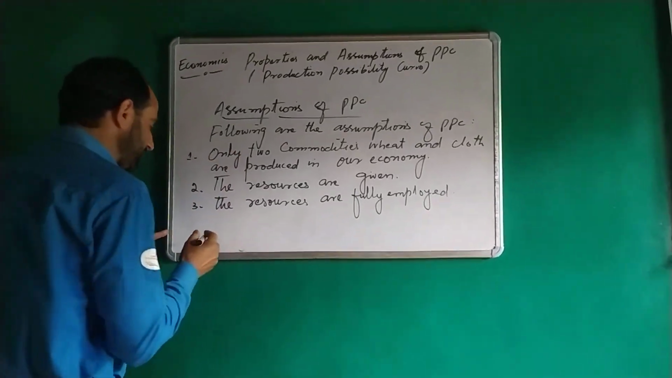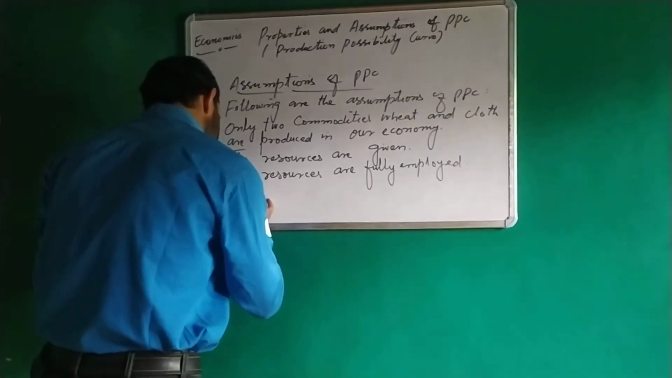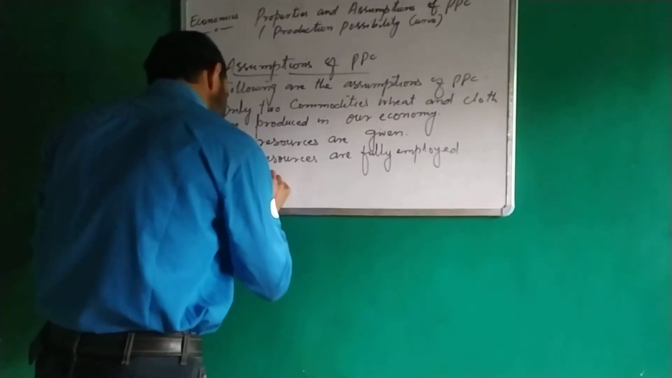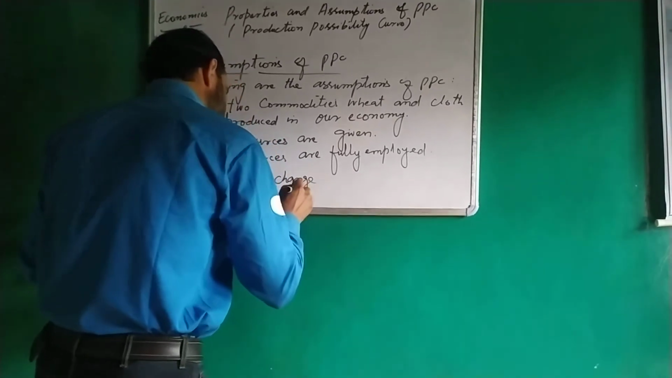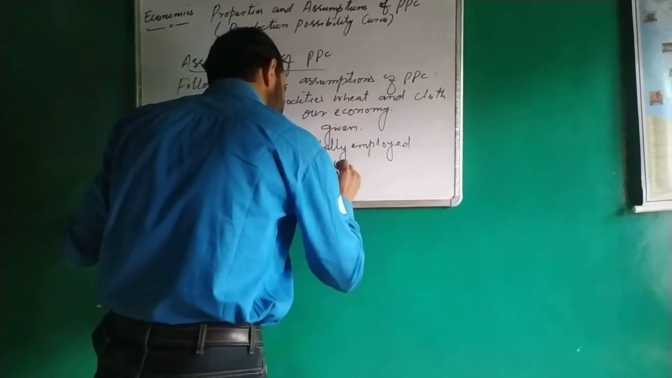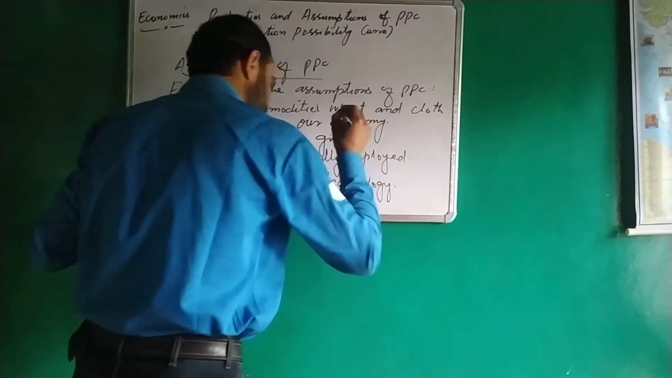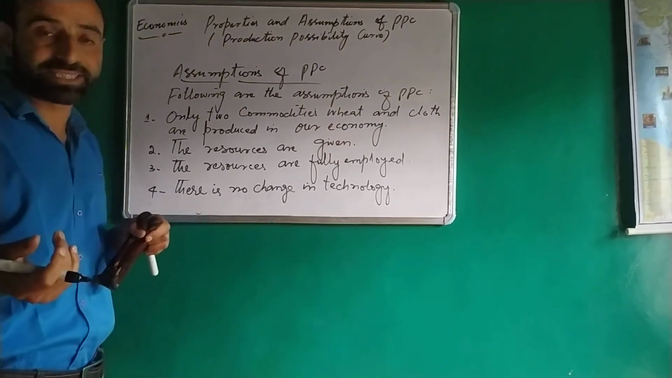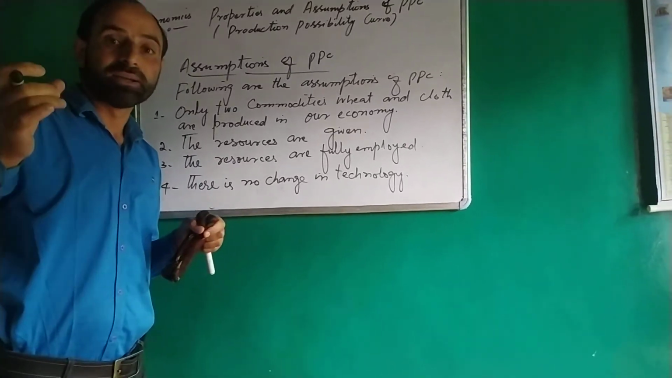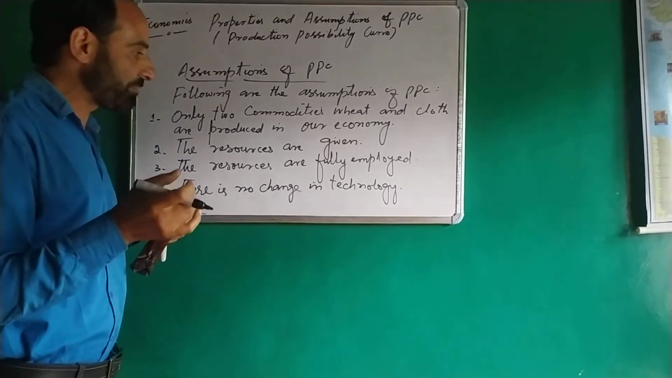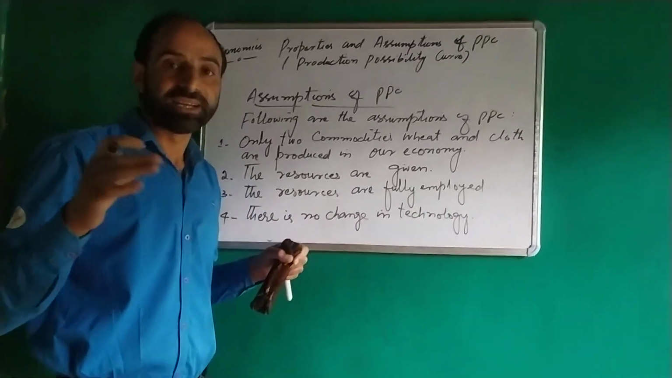This is the third assumption. And the fourth assumption is there is no change in technology, or we can say there is no change in the techniques of production. This means that we are analyzing our economy at a point of time. This is the fourth assumption, there is no change in technology.